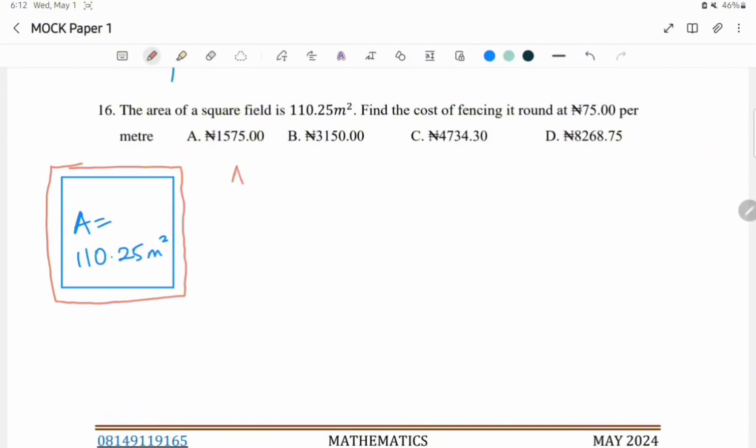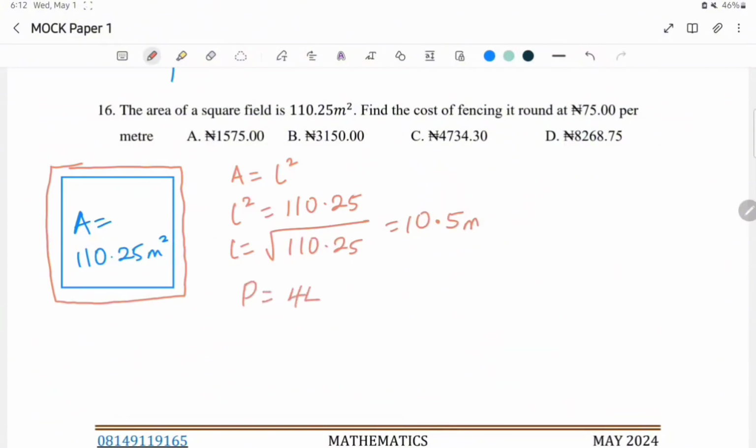However, we know that for any square shape or figure, the area is L squared or S squared, the square of the side. That means L squared is 110.25 square meters. L is going to be square root of 110.25, and that is equivalent to 10.5 meters. That's the length of the square field. The perimeter, therefore, is going to be 4L, which is 4 multiplied by 10.5 meters, and that's equivalent to 42 meters.